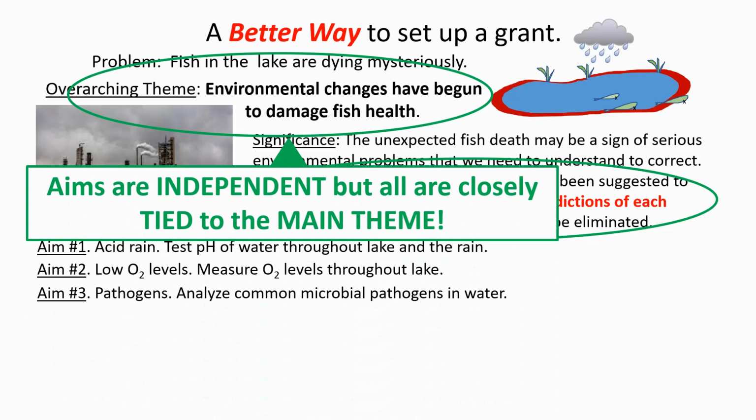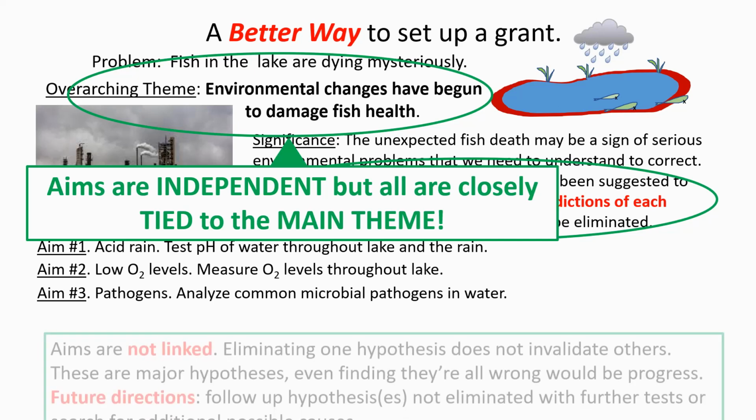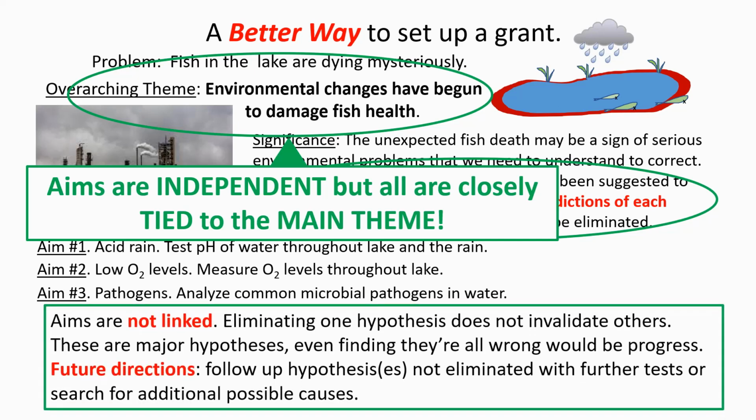Importantly, the aims are all independent, but they're also all closely tied to the main theme. The aims, therefore, are not linked. Eliminating one hypothesis does not invalidate others. There are major hypotheses, and even finding that they're all wrong would be progress. Future directions would involve following up the hypothesis or hypotheses that are not eliminated with future tests or additional possible causes of the fish death.